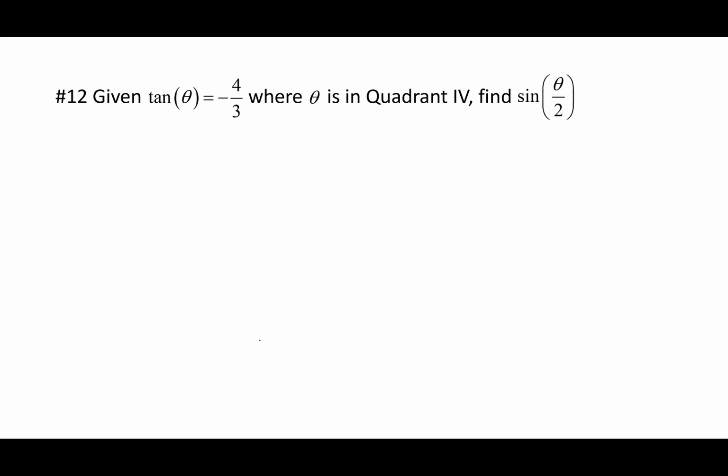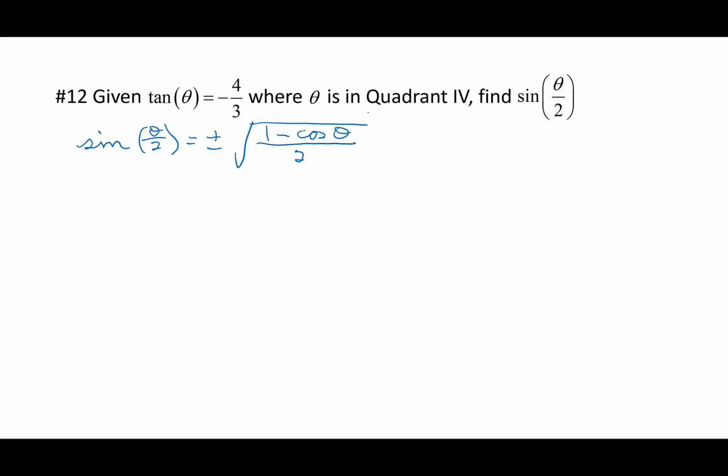Then in number 12, we're given that the tangent is equal to -4/3, where theta is in quadrant 4, and we're asked to find the sine of theta over 2. So where I would start with this one is the very first thing I do is write sine of theta over 2. I'd write the formula, which hopefully you remember, plus or minus the square root of (1 minus cosine theta) over 2. So there's a couple different things we need to figure out. We need to figure out whether we want plus or minus. So let's start there.